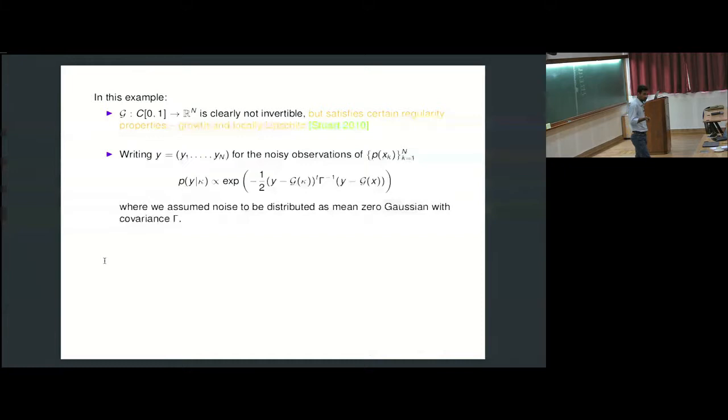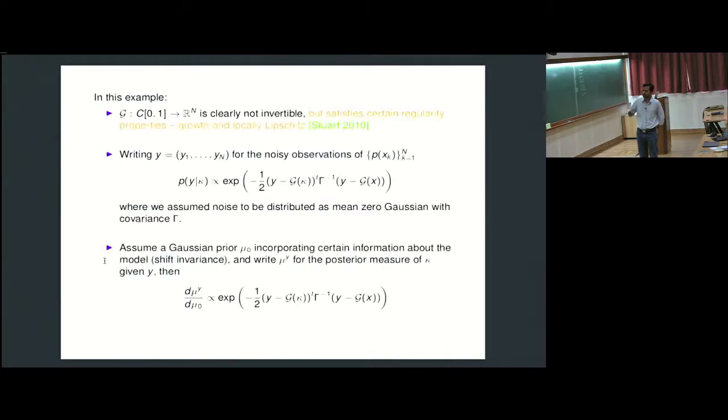So now, if I write these noisy measurements of Pxk as a vector y, and if I assume that the noise is mean zero Gaussian with covariance operator given by gamma, or covariance matrix in this specific case, then the likelihood of y given kappa can be written as this. Really nothing fancy happening here. We all know about this.